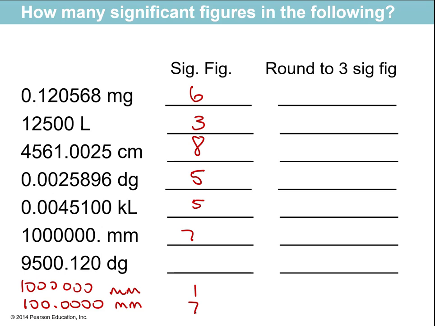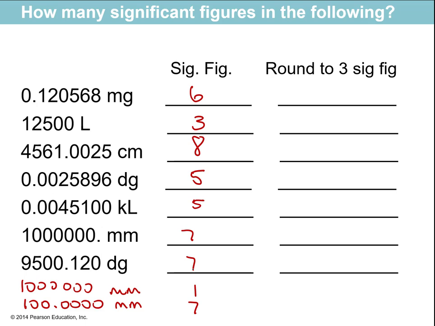So what about 9,500.120? All of them. So that one would also be a 7. These are only referred to measured numbers. When you do unit conversions, you never round. You never have to worry about that. You just do the unit conversion because unit conversions are considered like standard values when you do a conversion.